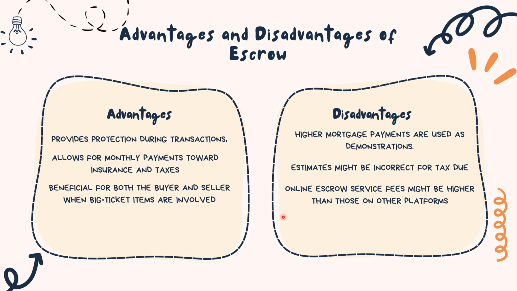Escrow is generally considered good, as it protects the buyer and seller in a transaction. In addition, escrow as part of mortgage payments is generally good for the lender and helps the buyer by ensuring property taxes and homeowners insurance are paid on time.